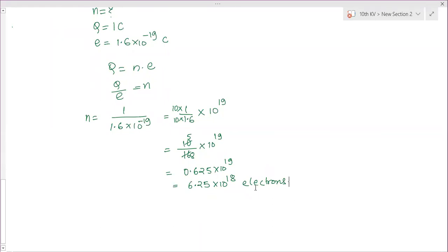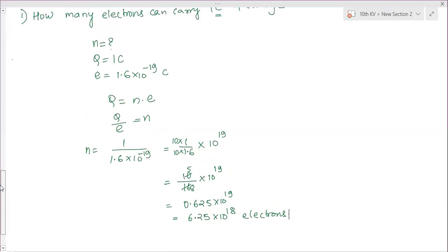And 1 coulomb of charge is the least value of charge. For that, these many electrons have to flow from one end of the conductor to the other end, and then only they carry 1 coulomb of charge. The actual charge needed is a lot more.